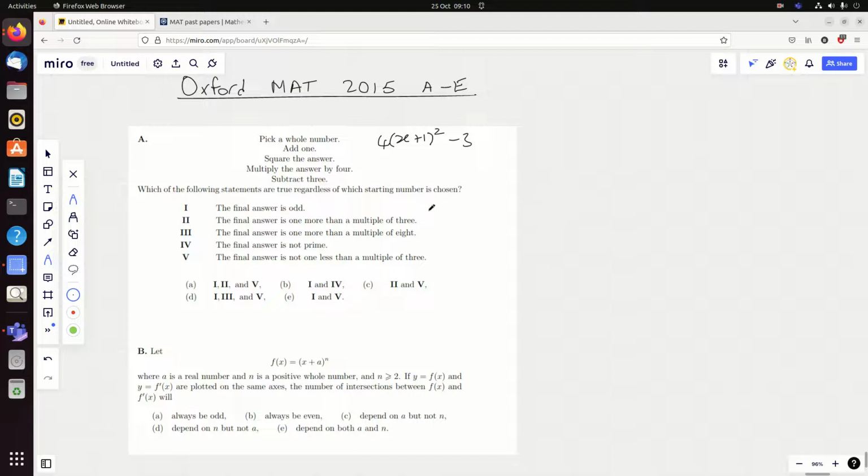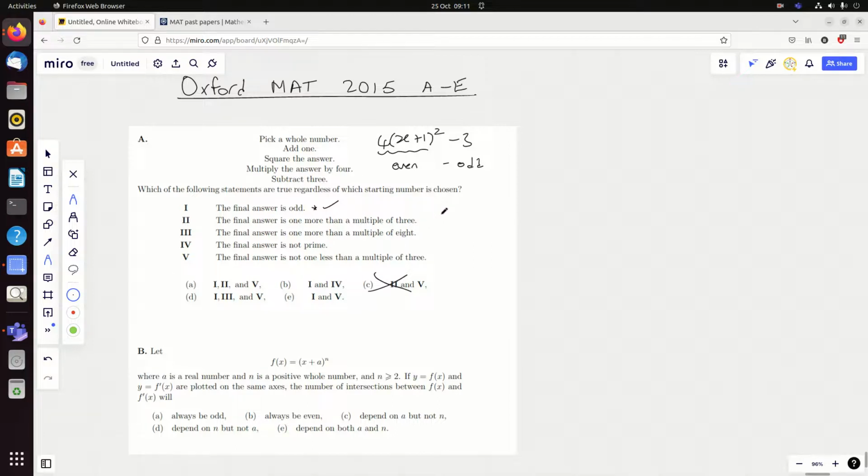Which of the following statements are true, regardless of the starting number chosen? So, okay, first thing I thought was the final answer is definitely going to be odd. That's because this bit's even, and even minus odd is always odd. So that one's true. So anything without a 1, you can forget about it straight away because that one's definitely true.